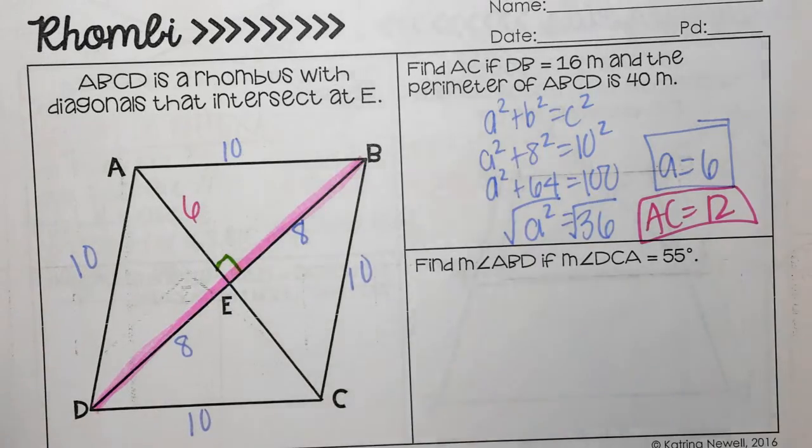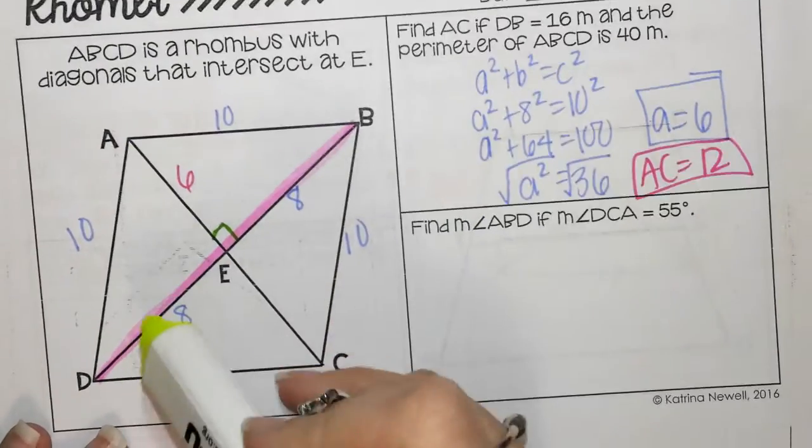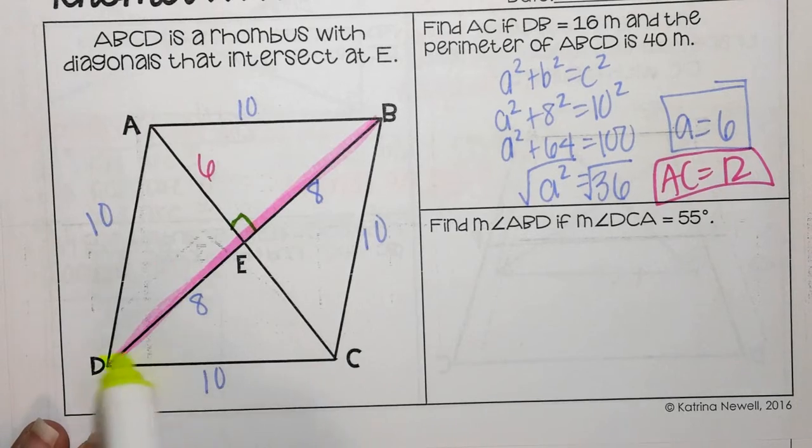Now, the last part talks about angles. It asks us to find ABD if it gives us DCA.